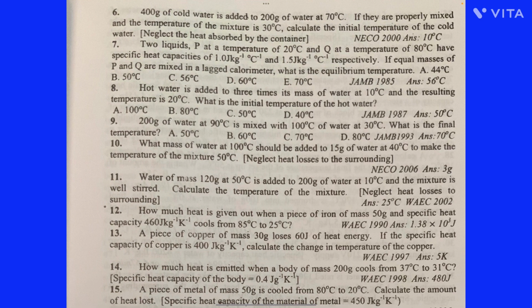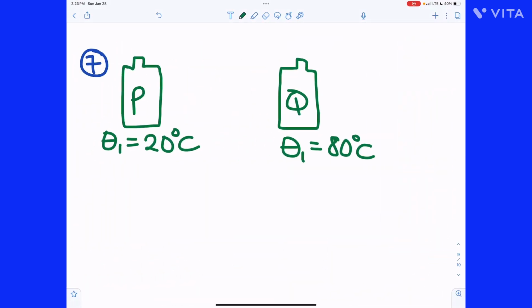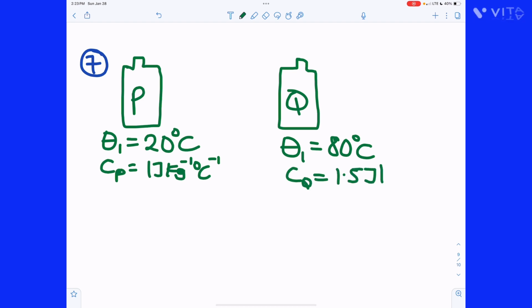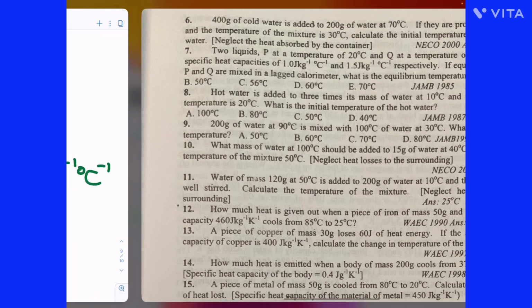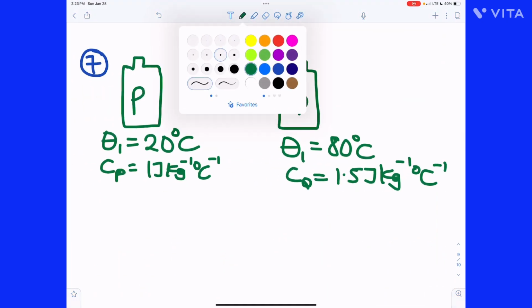The question says they have specific heat capacities 1 and 1.5 joule per kilogram per degree Celsius. So C of P, specific heat capacity of P, is 1 joule per kilogram per degree Celsius. That of Q, 1.5 joules per kilogram per degree Celsius. The question also says, if equal masses of P and Q are mixed in a large calorimeter, what is the equilibrium temperature?